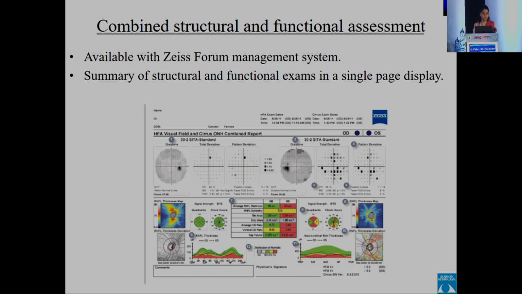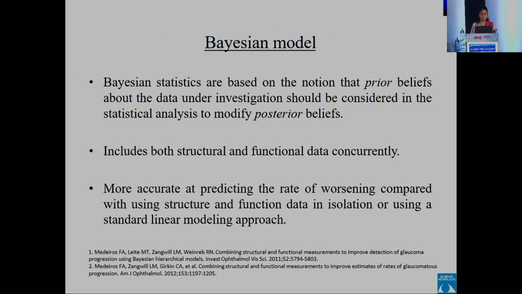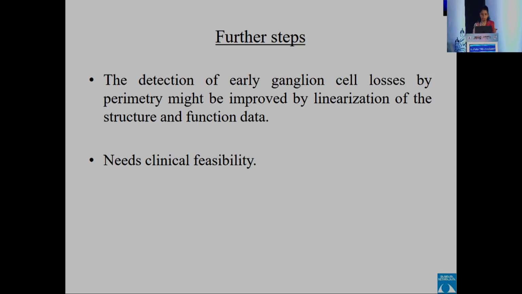Also, Zeiss Forum, no financial interest, has this combined integrated assessment in its system where it integrates the functional and structural test in the same printout where we can assess both of them together and have a better picture of the disease. Application of Bayesian model, which is Bayesian statistics based on the prior beliefs and which integrate the newer findings, also integrate both structural and functional data concurrently and make our prediction more accurate of the damage we are expecting and for us to take steps well in time.